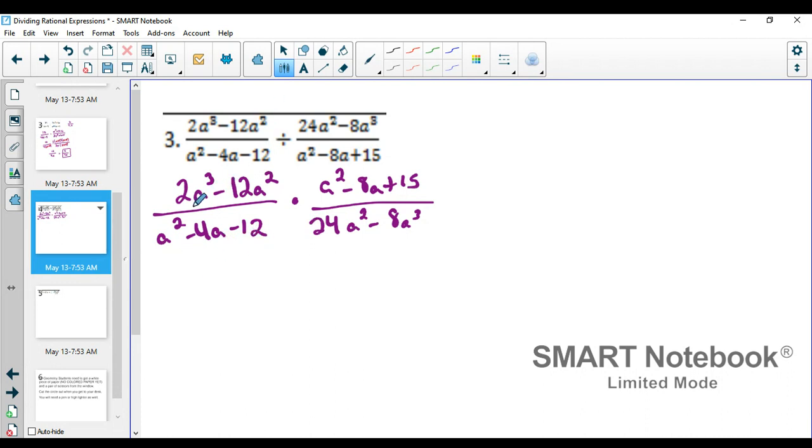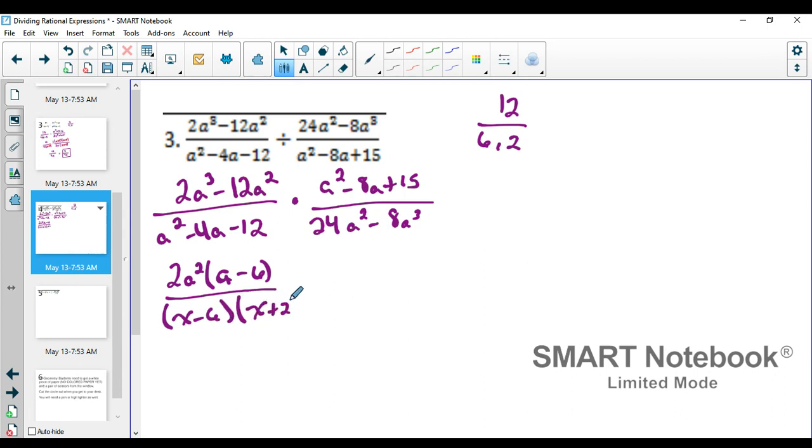So let's start with this 2a cubed minus 12a squared. Their common factor is 2a squared. So 2a cubed divided by 2a squared is a. 12a squared divided by 2a squared is 6. So we have a minus 6 in that set of parentheses. And now the factors of 12 that are going to get us 4 are 6 and 2. So this factors into a minus 6 and a plus 2.